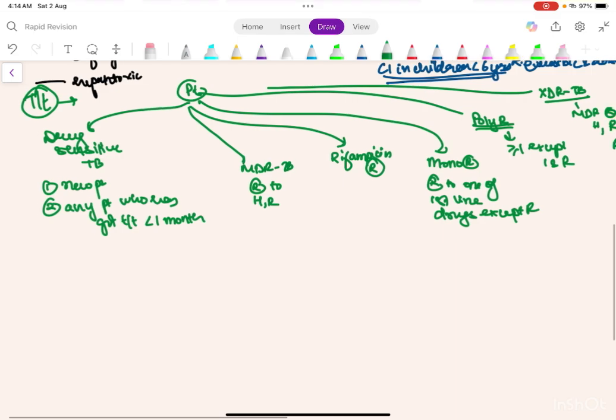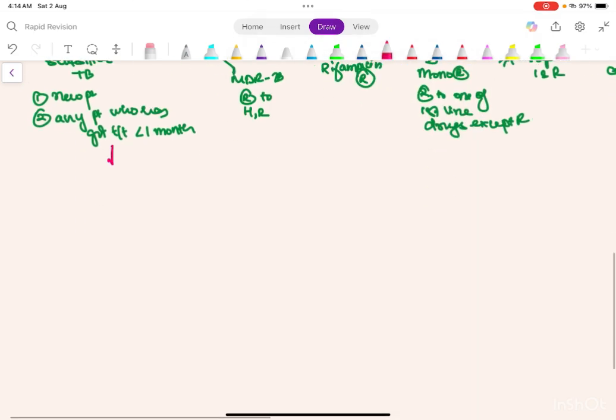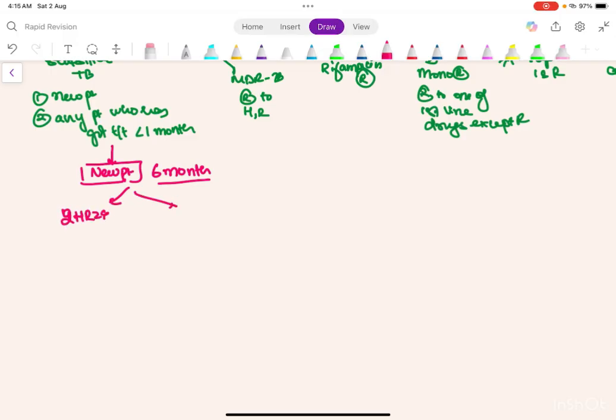Okay, now let's understand how we treat it. So if you have a new patient, a drug sensitive patient, in this you have a 6-month therapy in which we first give 2 months of HRZE and then we give 4 months of HRE. Okay, so it's a 6-month therapy.